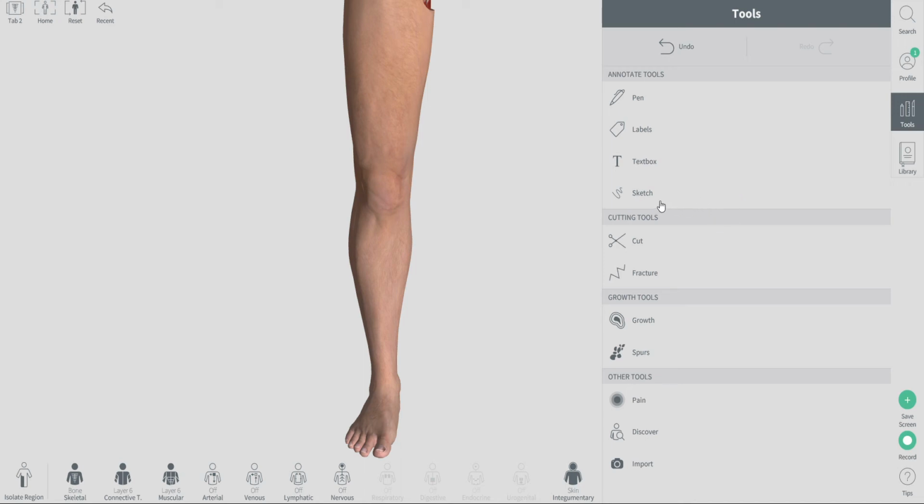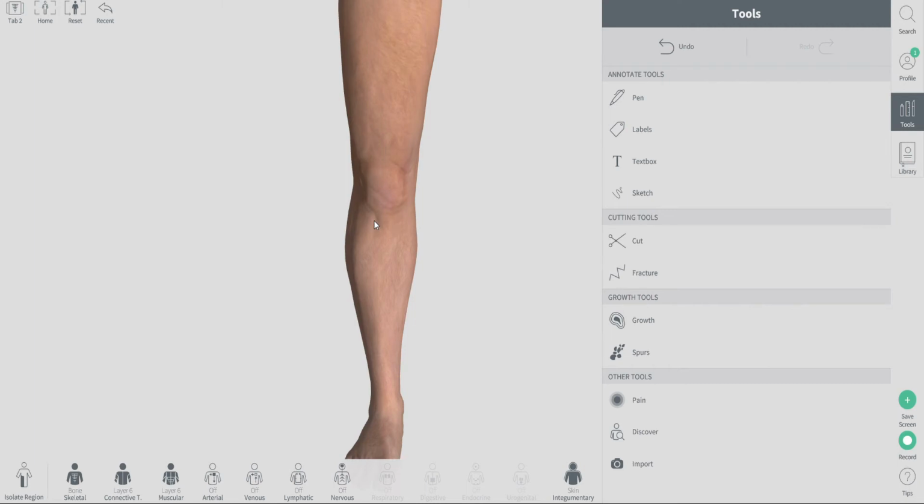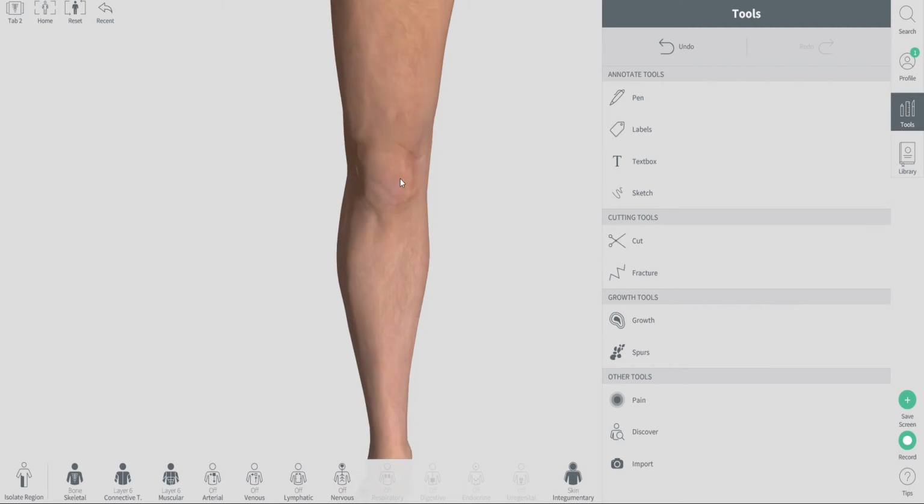So now let's talk about anterior knee pain. Anterior just means front, okay? We're looking at the right knee here, and we're going to be talking about that pain that you get right in the front of the knee.